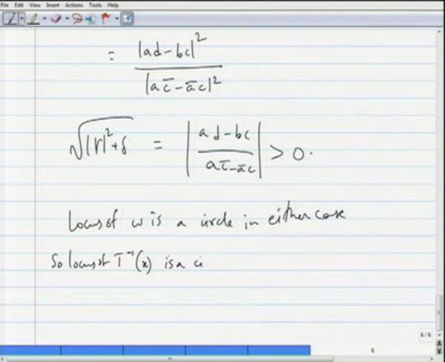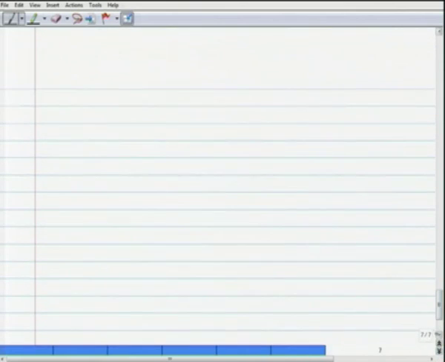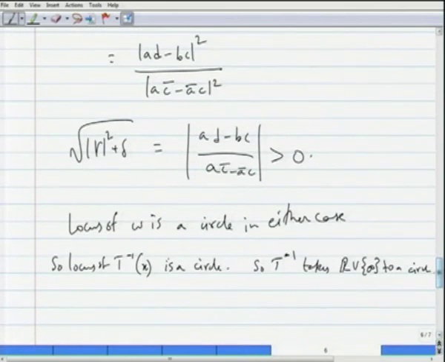So T inverse takes R union infinity to a circle. Since there was no assumption about x, the real number x, T inverse of R union infinity is a circle. And since every Mobius transformation is the inverse of some Mobius transformation, it is true that the image of R union infinity is a circle for every Mobius transformation.